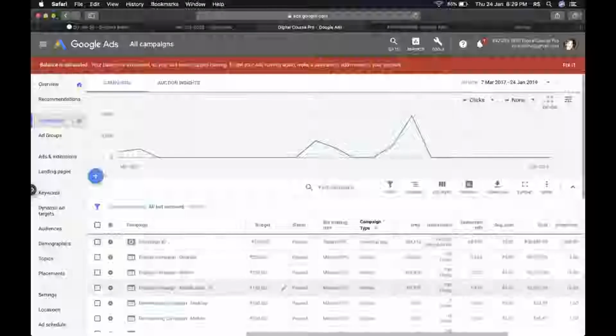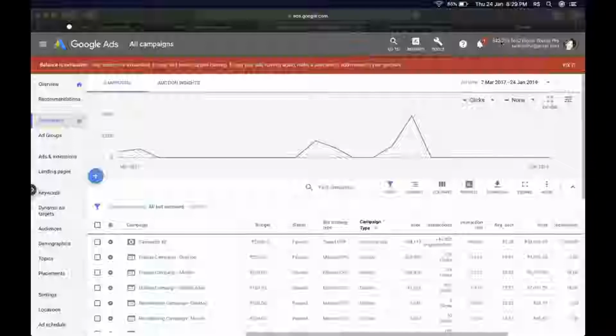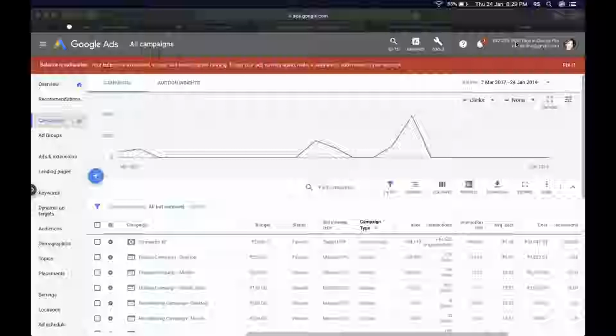So this is the campaigns page, even without campaigns being there. You'll see reports, tools, all these things at the top. Now when you've created your account, they will give you a 10-digit account id. That 10-digit account id is unique to your account, and can be used for all communication, billing, and any issues you have when you need to contact Google. They will ask you what your 10-digit account id is.